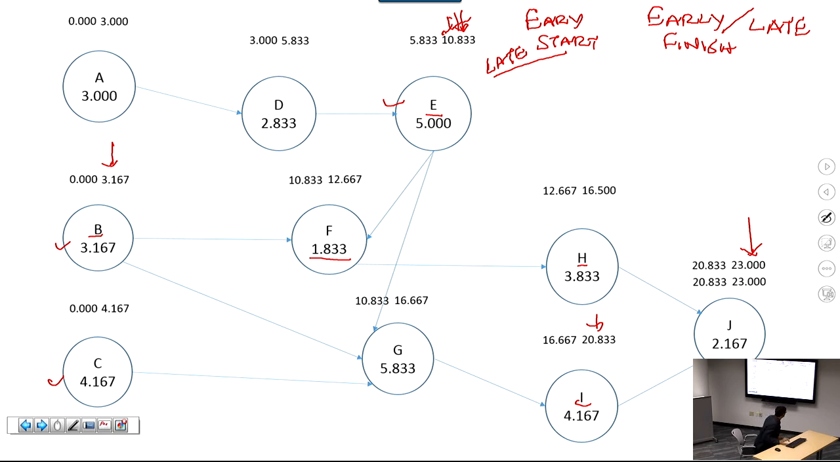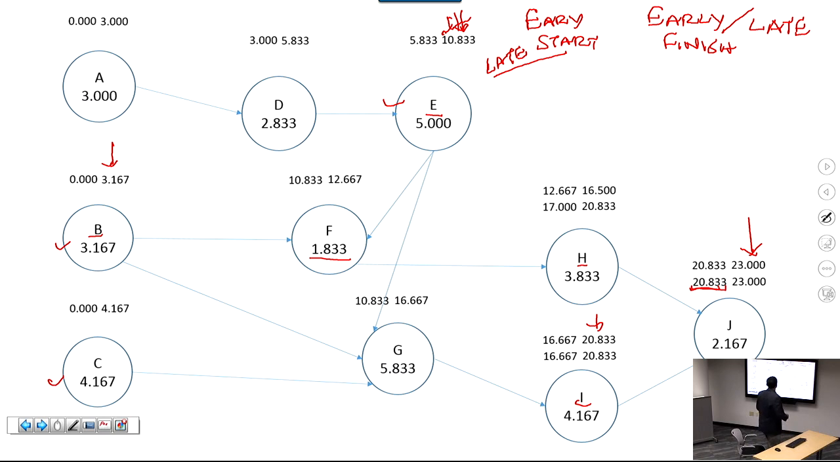Okay? So now if J must start at that time, then H and I must be finished by that time. Okay? So the late finish for I would be that. Subtract the time for I, you get the late start for I. Same thing for H, right? H must be finished no later than 20.833. Subtract the time for H, you get the late start for H.